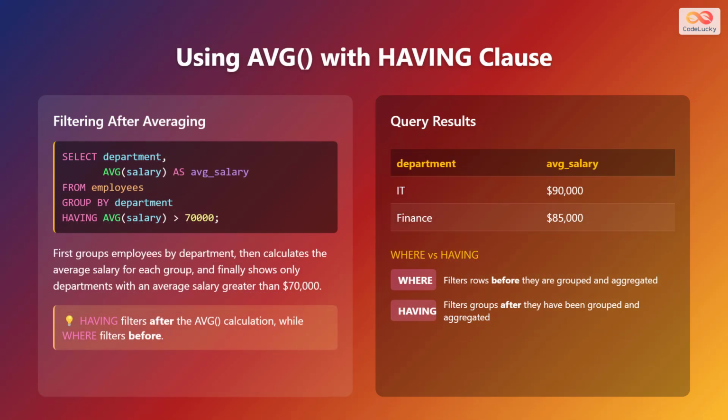We can use the HAVING clause to filter groups based on the result of the average function. For example, SELECT department, AVG(salary) AS average_salary FROM employees GROUP BY department HAVING AVG(salary) > 70,000, first groups employees by department, then calculates the average salary for each group, and finally shows only departments with an average salary greater than $70,000. HAVING filters after the average calculation, while WHERE filters before. So the WHERE clause filters rows before they are grouped and aggregated, whereas the HAVING clause filters groups after they have been grouped and aggregated.